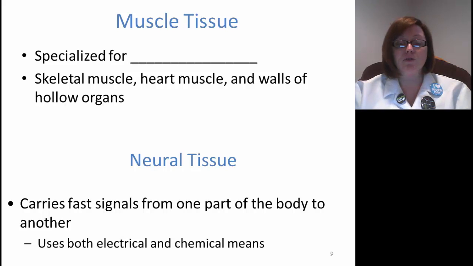And then last is neural tissue, also called nervous tissue. And this particular tissue is specialized for high-speed electrical and chemical communication. Very important for homeostasis of the human body.